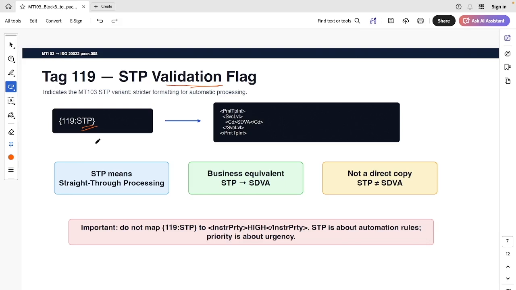For example, certain fields may need to use specific options, structured values, or restricted formats.